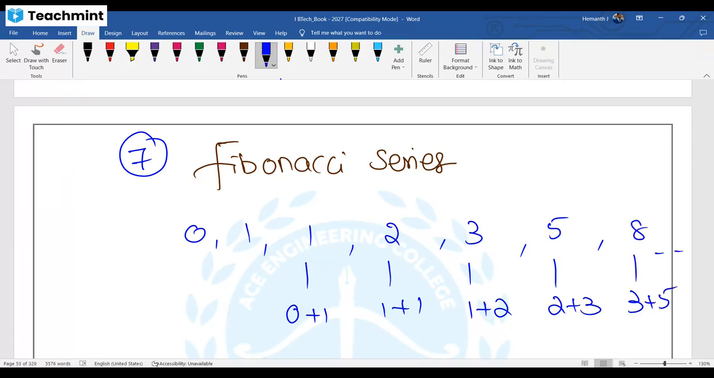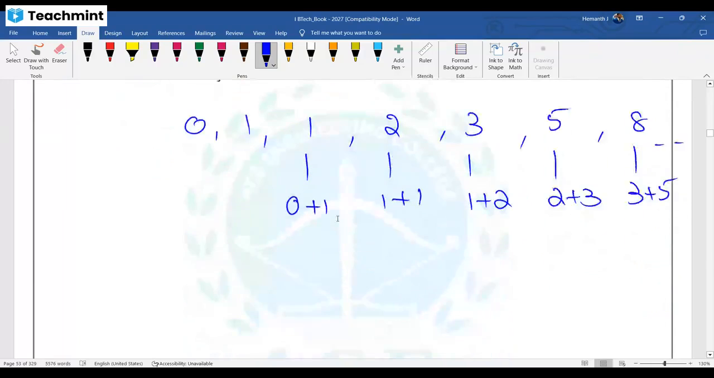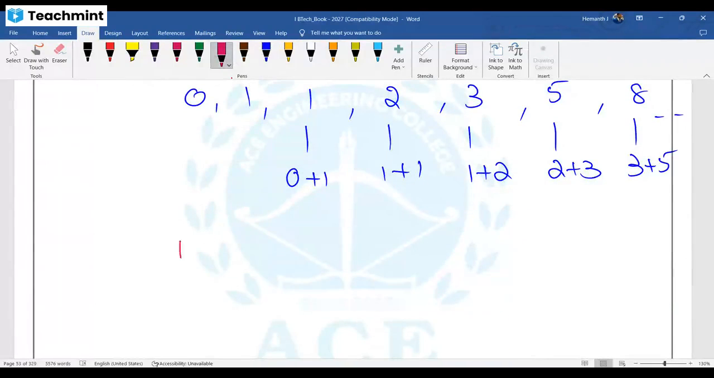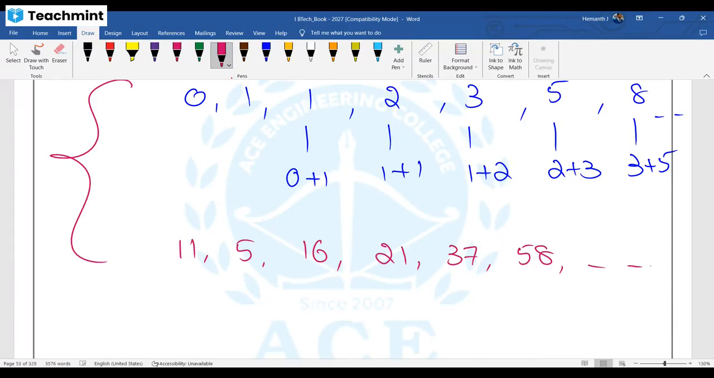But don't expect it to start with 0 and 1 only. They can start with any number. They can give 11 and 5 also. If suppose 11 and 5, then what should be your answers? 11 and 5 means the next one is 16. Next, 21. Next one, 37. Next one, 58, like that. This is the Fibonacci series. Simple logic is addition of the previous two.